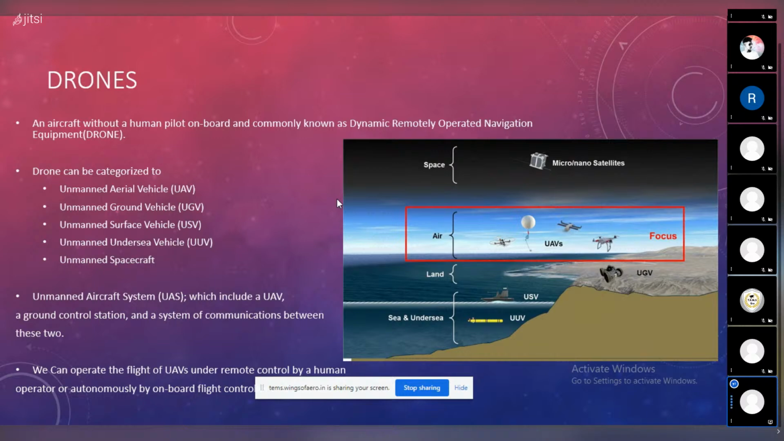Drone is actually an abbreviation for dynamic remotely operated navigation equipment. So basically, it's equipment that is used for navigation, that can be remotely operated by a user, maybe a computer, or maybe autonomously by some ground computer. There are various categories of drones, namely unmanned aerial vehicles (UAV), unmanned ground vehicles, unmanned surface vehicles, unmanned undersea vehicles, and unmanned spacecraft. These are the various categories of drones that we see nowadays.